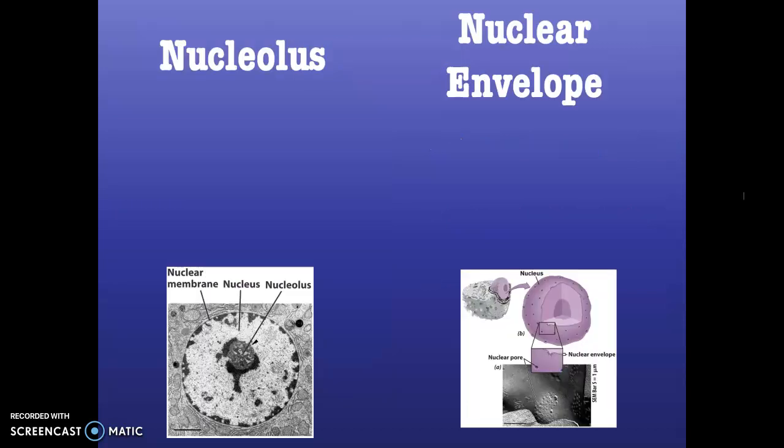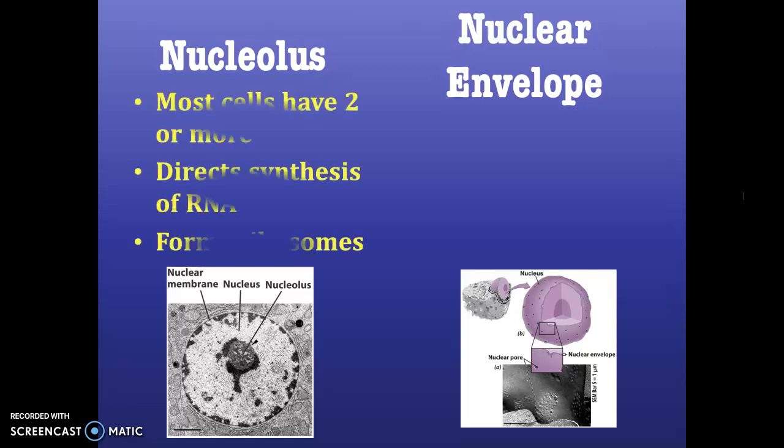Now, as I said, the nucleolus, most cells will have two or more. You can see in the picture there the big nucleolus inside the nucleus. It directs the synthesis of RNA, and it also forms ribosomes.